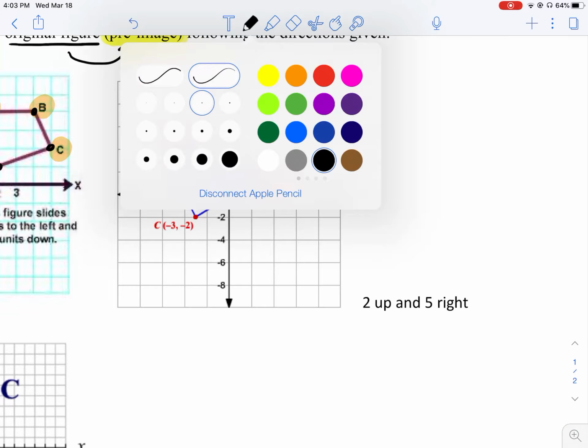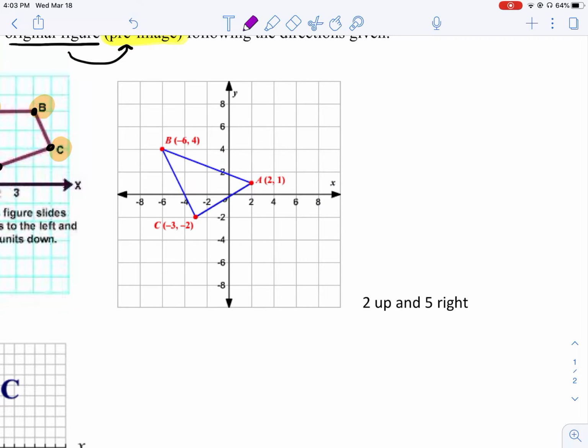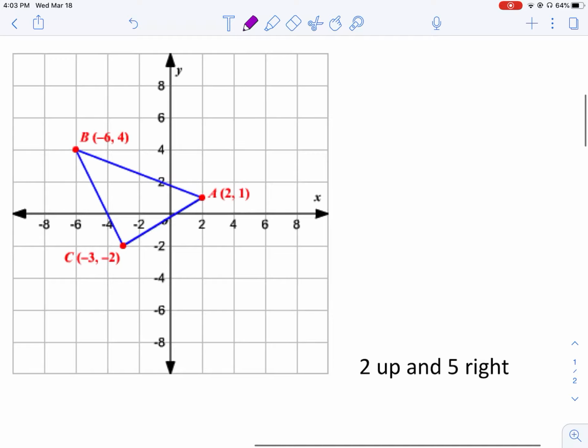But what we're going to do now is we are going to get this triangle that has the letters A, B, and C, and we're going to move each of those points 2 up and 5 to the right. So I'm going to start off with my letter A, and if you notice, there's really no 1 here. I'm going to kind of draw, if you notice, it goes 2, 4, 6, 8. It's kind of weird, right?